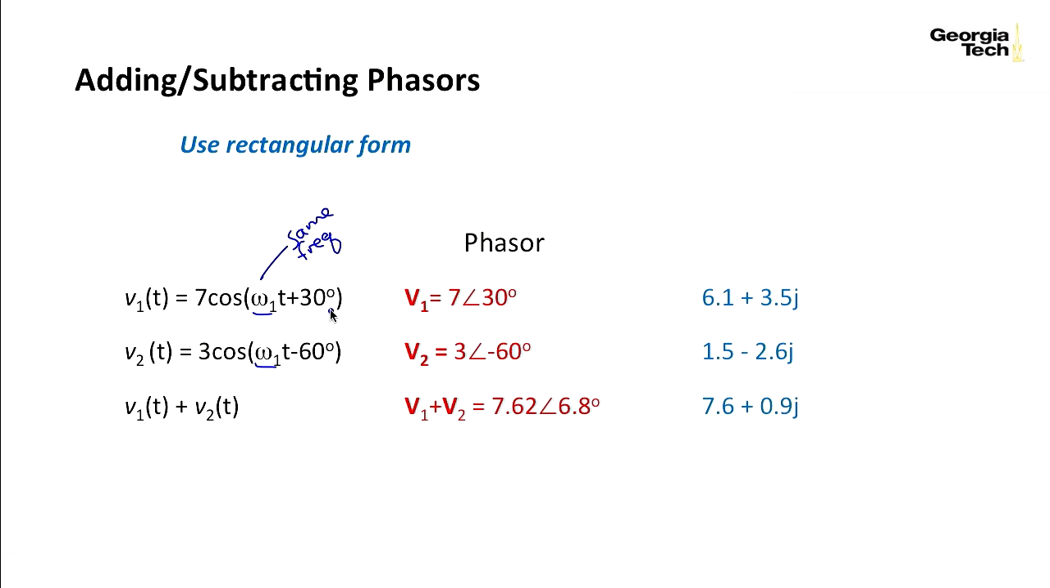I convert this to phasors, 7 at 30, 3 at minus 60, and then I have to convert them over to rectangular form. And then from rectangular form, I just add these together. So I add the real parts and I add the imaginary parts to get this. Now, this is a phasor in rectangular form. That's the sum of those two. And then I can go back to polar notation right there. So again, I have to use rectangular form if I want to add or subtract phasors.